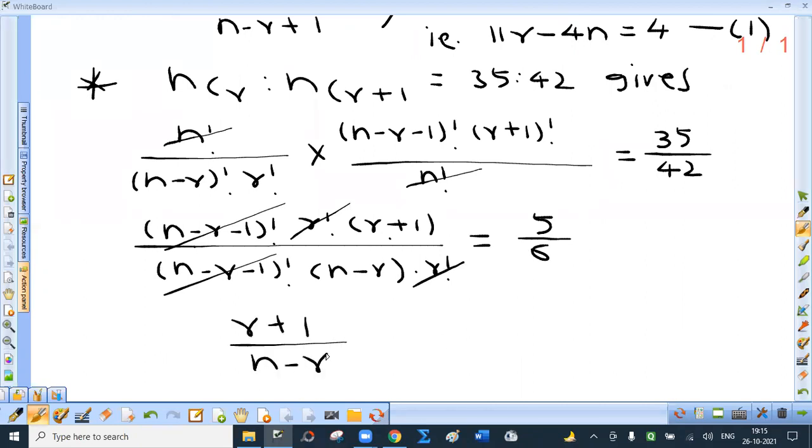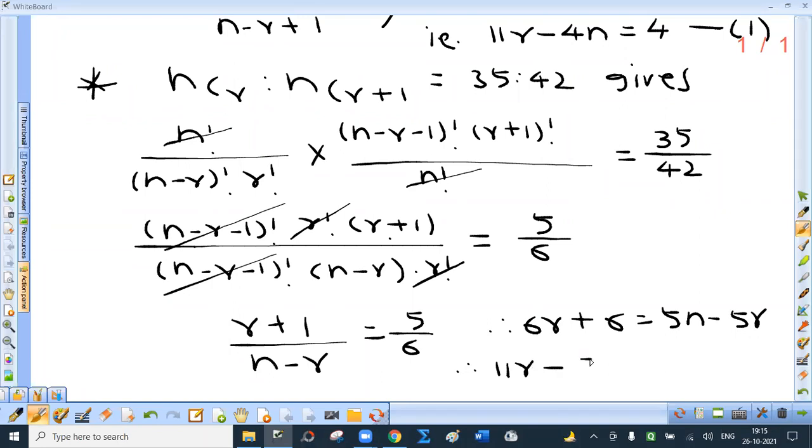Please check this. r plus 1 upon n minus r equal to 5 upon 6. So 6r plus 6 is 5n minus 5r. So this is 11r minus 5n equal to what? Minus 6. Okay, this is equation 2. Now we have to solve equations 1 and 2.